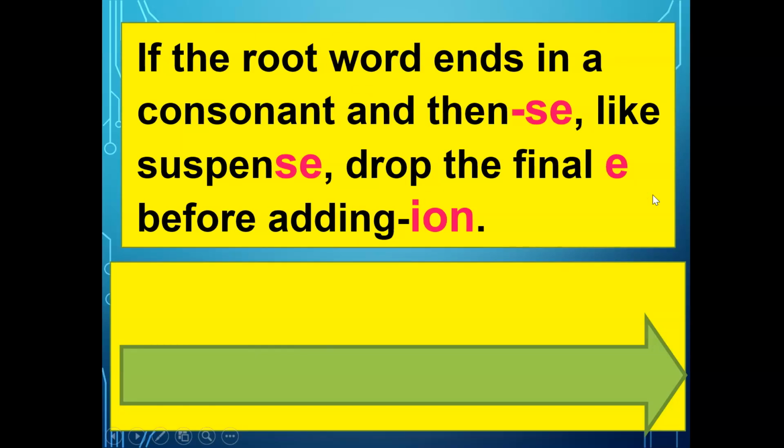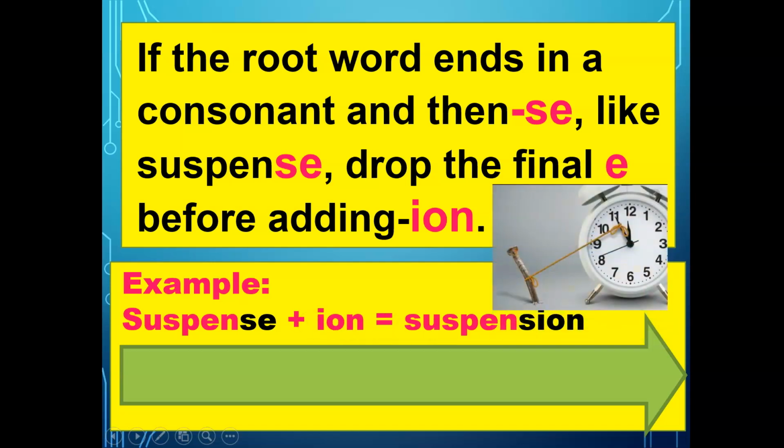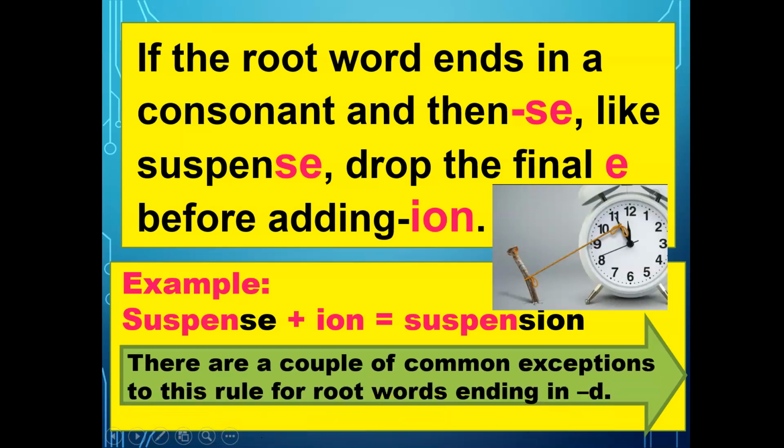If the root word ends in a consonant and then se, like suspense, here n is a consonant and comes se. Drop the final e before adding ion. So for example, you can see here ending with se, we need to drop this e and then only we can add ion. Suspension.